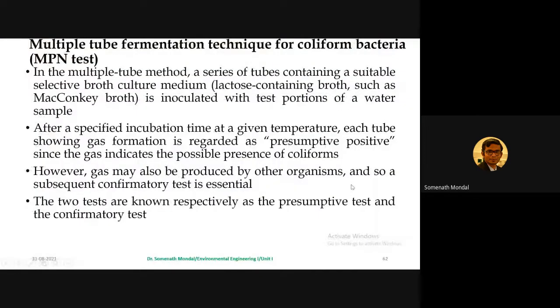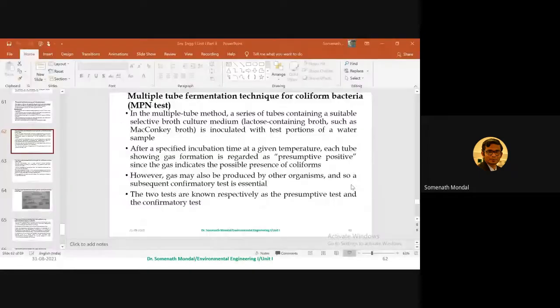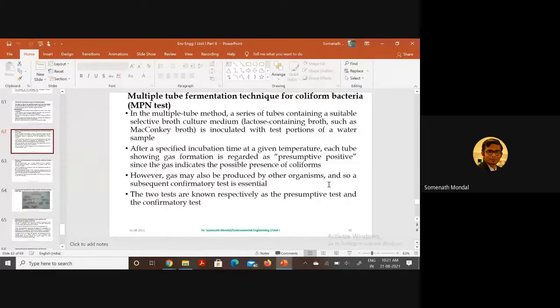Yes, sir. So we are discussing the MPN test, the multiple tube fermentation technique for coliform bacteria. Before going into the details of the MPN test, I would like to mention a few things. Usually, three types of MPN tests are performed: one is the presumptive MPN test, then the confirmed coliform MPN test, and then the fecal coliform MPN test. However, in this particular course, we are going to discuss the confirmed coliform MPN test. I'll discuss them step by step.